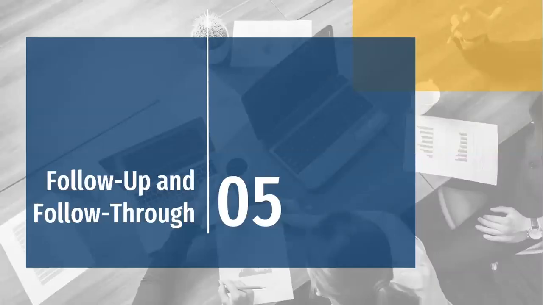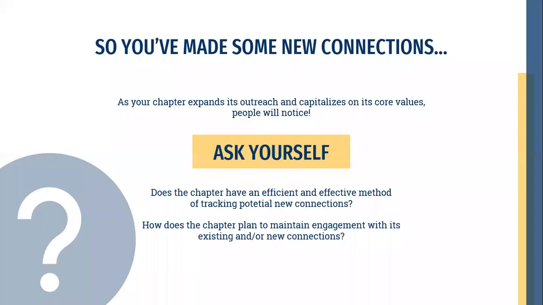Now, follow up and follow through. We've talked about outreach, what it is, how we take outreach, apply it to exhibiting those values. You have this information session where you're trying to engage potential new members, get them to keep coming back to APO and ideally join the organization. So once you have those names on a list, what do you do with them? You've made some new connections. As your chapter continues to expand its outreach and capitalize on those core values, people are going to notice. So you're generating that list.